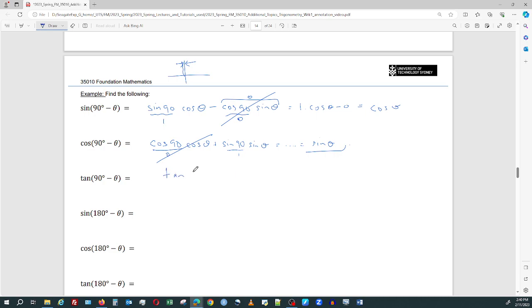The equivalent for this is tan 90 minus tan theta, divided by 1 plus tan 90 times tan theta.